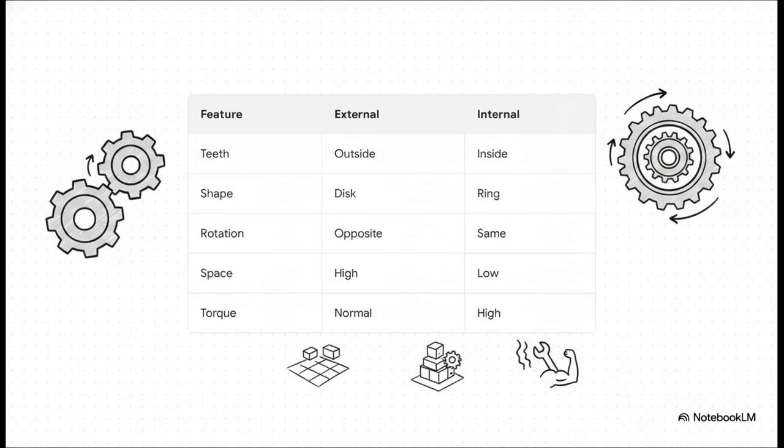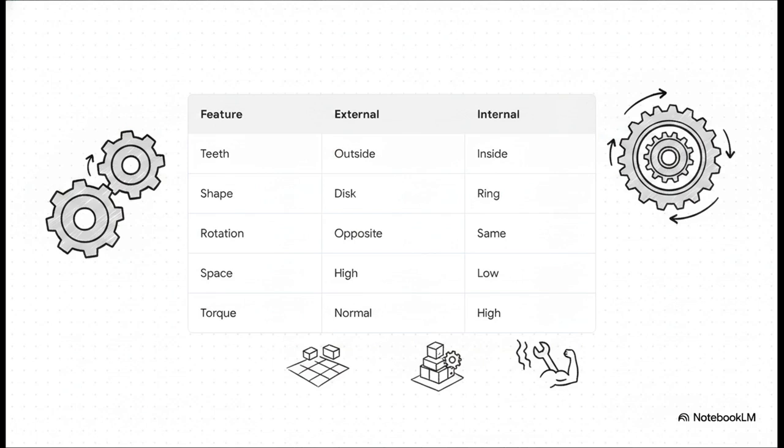It all starts with the geometry. External gears have teeth on the outside of a round disc, right? While internal gears have teeth on the inside of a ring. And this fundamental difference dictates their rotation. External gives you opposite direction rotation, while internal gives you same direction rotation.